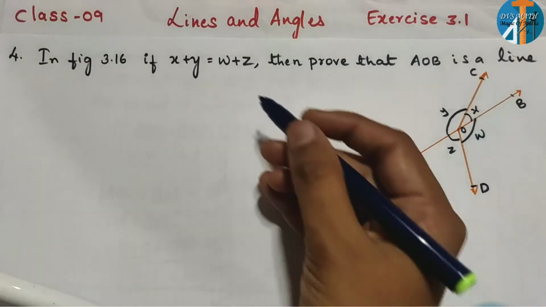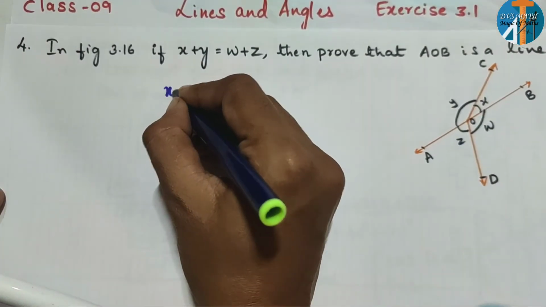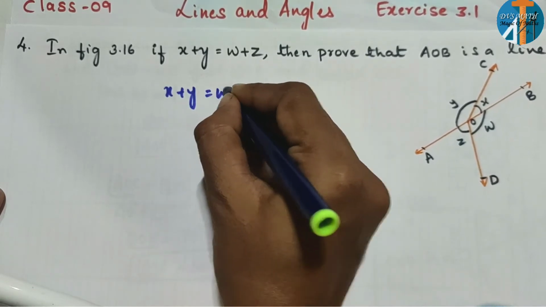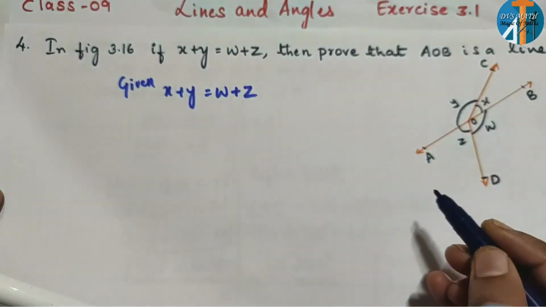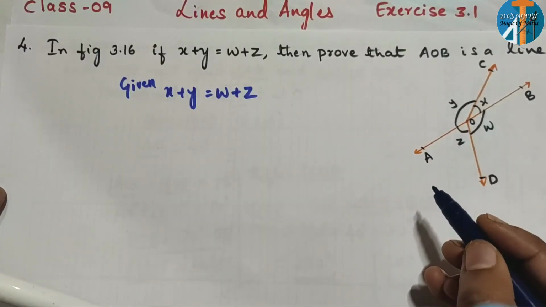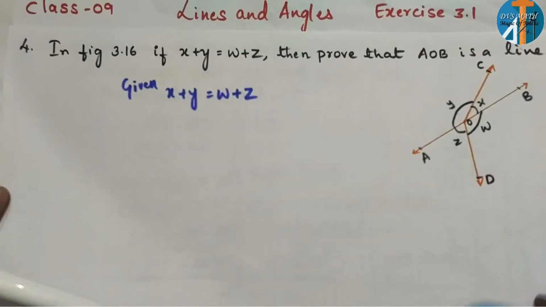Now let's start. So now let us write the given. So what is the given? X plus y is equal to w plus z. So it is a given. So that is x plus y is equal to w plus z. Okay, let it be like that only.